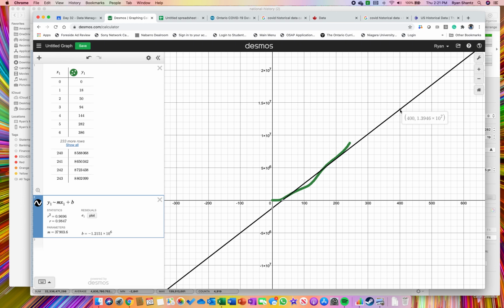And that's 13,946,000. Down here, this is approximately 10 million. So we're going from 8.8 million cases up to 10 million cases in the next, sort of, 75 days or 60 days, if you believe this line is a good approximation of the data we've collected thus far.